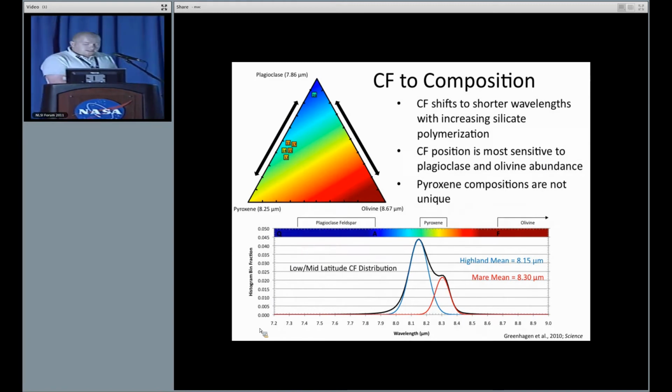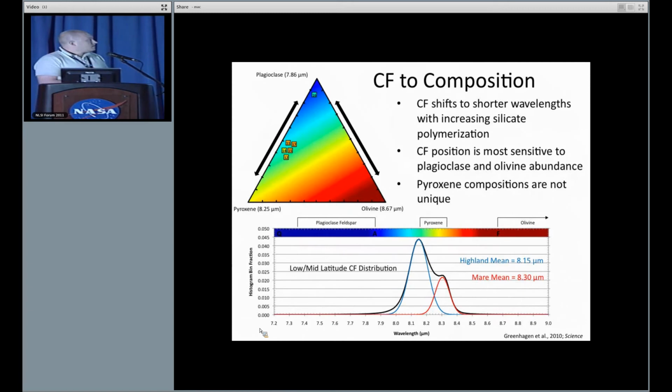The Christiansen feature is most sensitive to plagioclase and olivine abundance, and this is illustrated in the ternary diagram, which is plagioclase on the top, pyroxene on the left, and olivine on the right. You can see the plagioclase and the olivine have the unique colors and the strong gradient between the two, and the pyroxene actually does not have a unique color here. You could have a composition that is 100% pyroxene and it would have a similar signal in Diviner data to a 50-50 mixture of plagioclase and olivine.